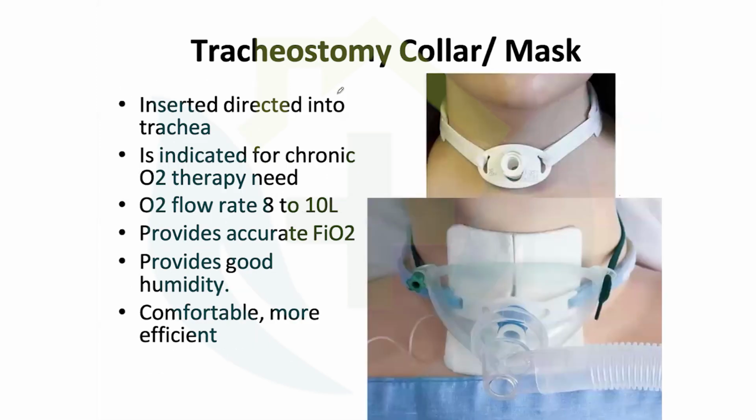The tracheostomy collar or tracheostomy mask. This is a special mask for a tracheostomy patient. We do tracheostomy for different indications. Sometimes for patients on long-term ventilation with weaning difficulty, we do tracheostomy. And this special mask can be used, or a trache-lite can be used.